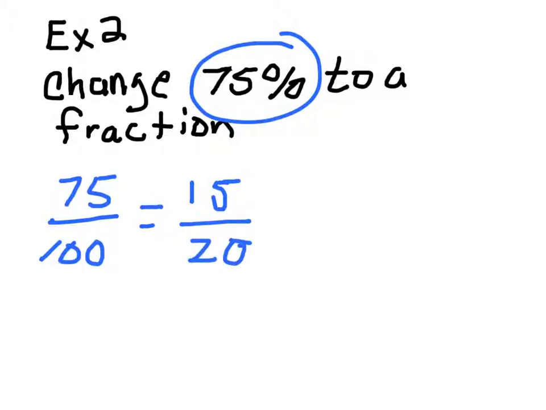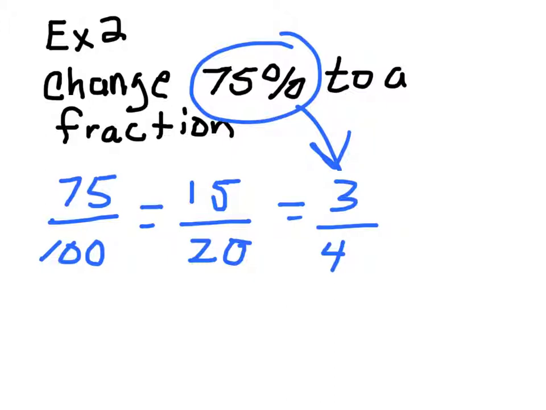Now again, both these numbers end in a 0 or a 5. I can divide by 5 again. 15 divided by 5 is 3, and 20 divided by 5 is 4. And now that is in simplest form. I cannot divide 3 and 4 by anything other than 1. So it's in lowest terms. So 75% is the same thing as 3 out of 4, or 3/4.